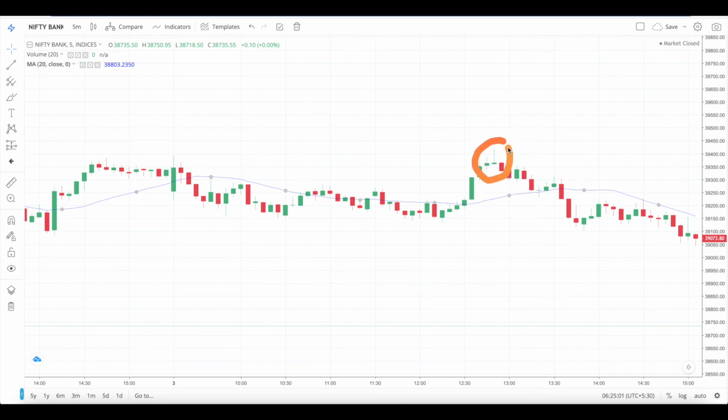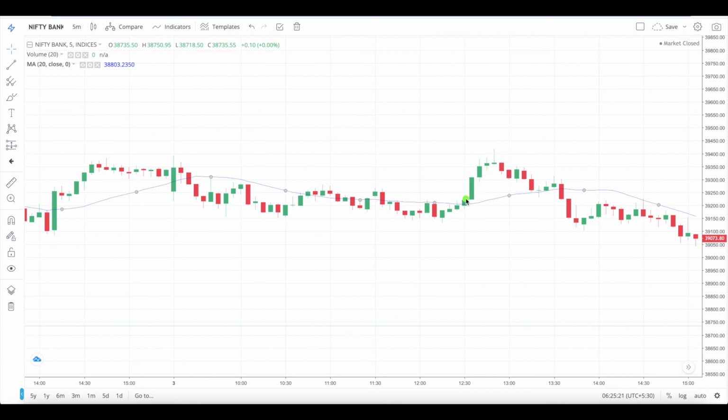It can be green, it can be red, it can be colorless, it can be just a body. All we want to check is: is there a small body? Yes, there is a small body. Is there a long wick? Yes, it's a long wick. And is it 2/3 of the candle? Yes, the long wick is 2/3 of the candle. Okay, so all these conditions are met over here.